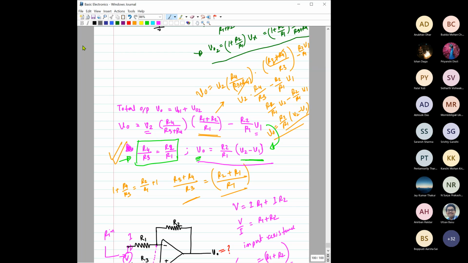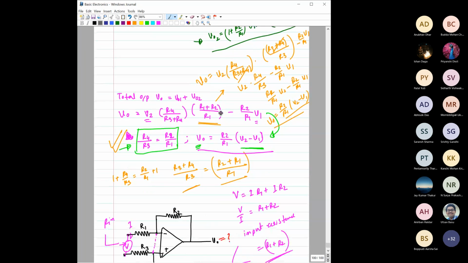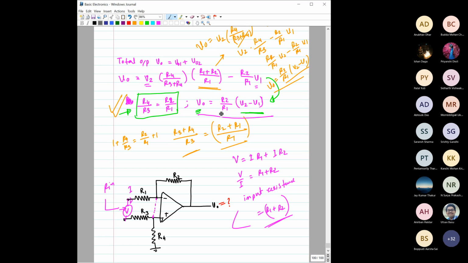Okay. So yes, you had a question, one of you. Sir, I did not understand how you wrote V is equal to IR1 plus IR2. Means VO is 0? Right. Which one were you referring to? In this analysis, the input resistance analysis? Yes, sir. I did not understand that. Okay. So, input resistance analysis.